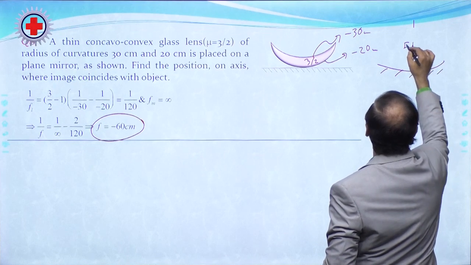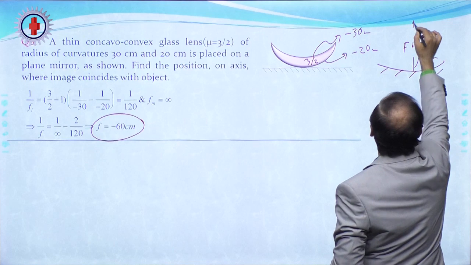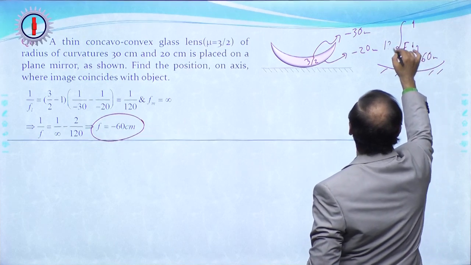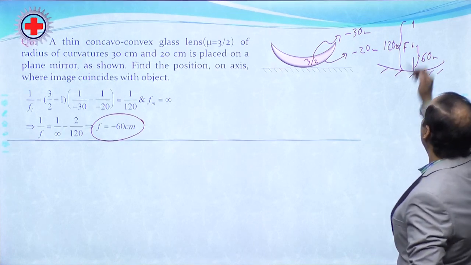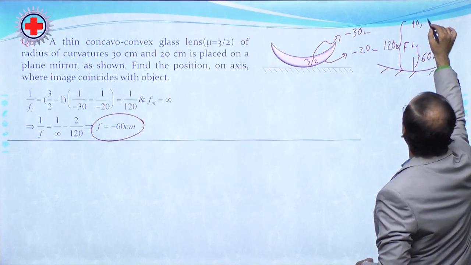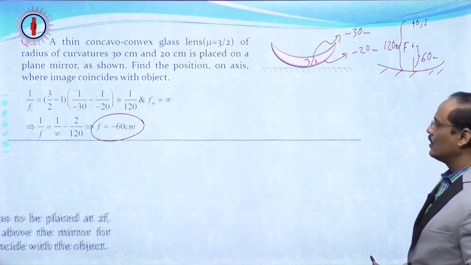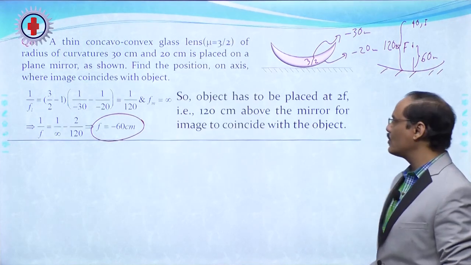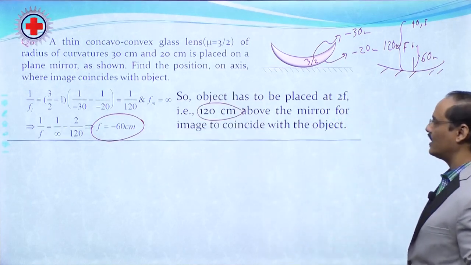having focal length 60 centimeter. So, the object has to be placed at how much distance? At 2f, that is 120 centimeter, then object and image coincide. So, object and image coincide when it is 120 centimeter above the mirror.